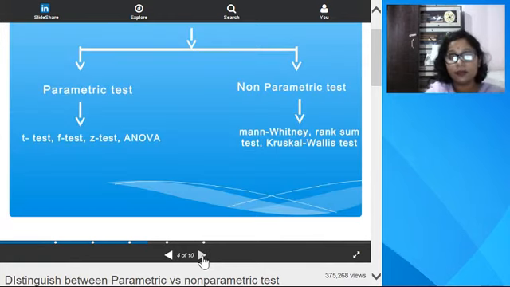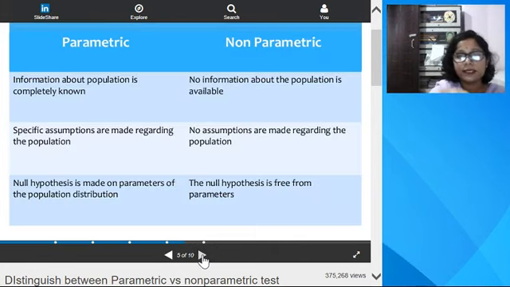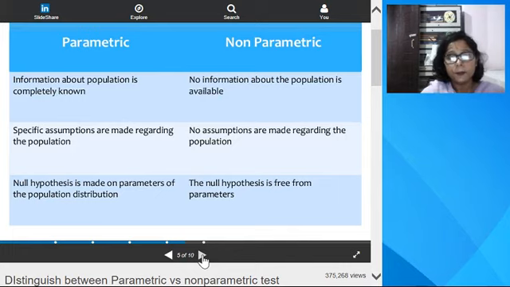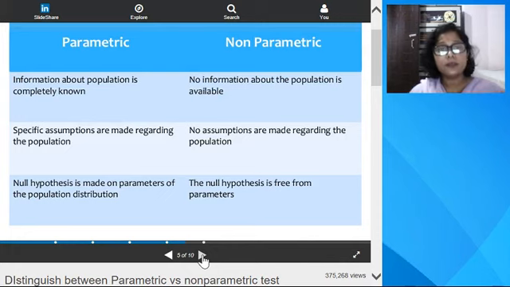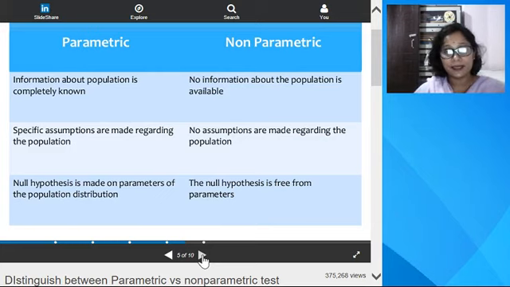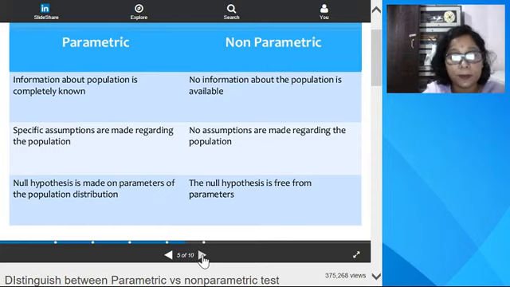Now we are going to make a clear distinction between the parametric and non-parametric tests, which are also called parametric and non-parametric statistics. Parametric test, I have already stated that regarding parametric test, information about population is clear. Information about population is completely known to the investigator. But in non-parametric test, no information about the population is available to the investigator. The investigator is totally unaware about the nature of the population, about the size of the population.